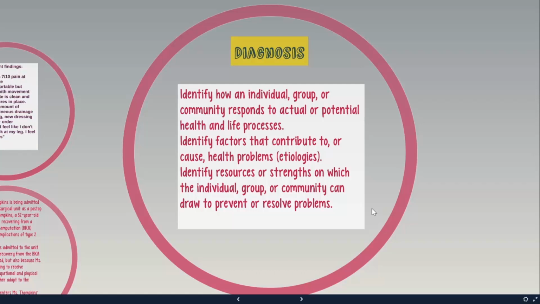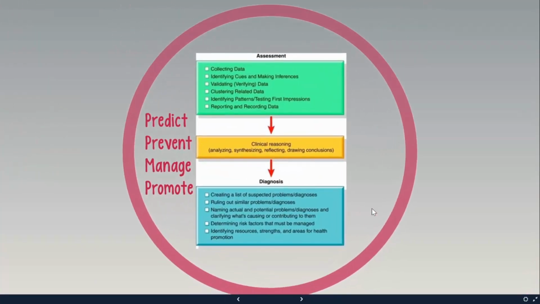Right, guys, let's move on to the second step of the nursing process, which is diagnosis. In the diagnosis step, you're going to be identifying how individuals, groups, or communities respond to problems, identifying factors that contribute to or cause those problems, which are called the etiologies, and identifying resources or strengths on which the individual, groups, or community can draw. Those are the things that you'll be doing during this step of the nursing process. Let's look at diagnosis a little deeper.